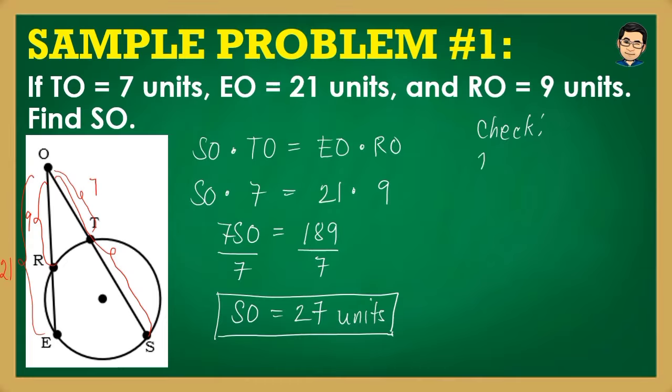So, 27 times 7 is equal to 21 times 9. 27 times 7 is equal to 189. 21 times 9 is 189 also. So, equal po sila both sides. So, therefore, the measure of second segment SO is 27 units.